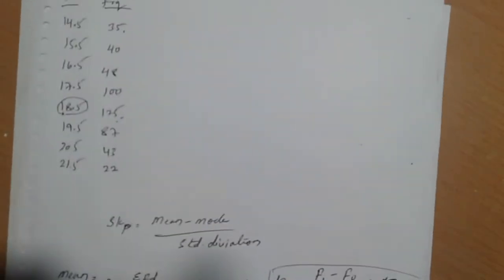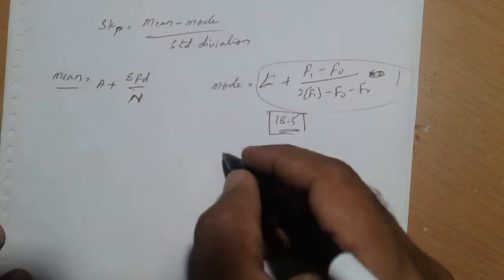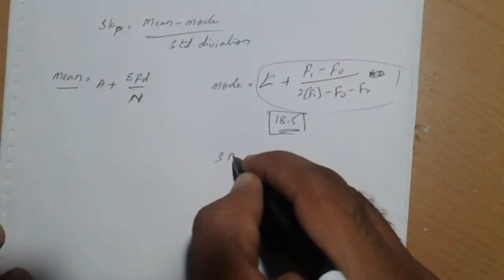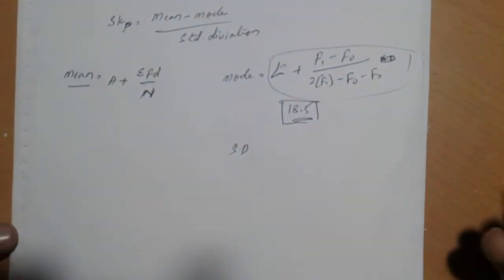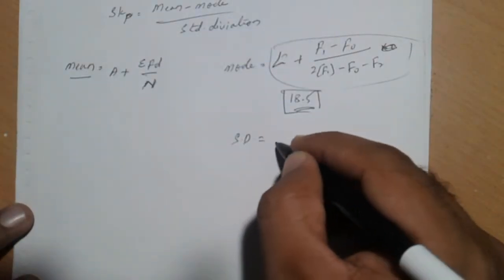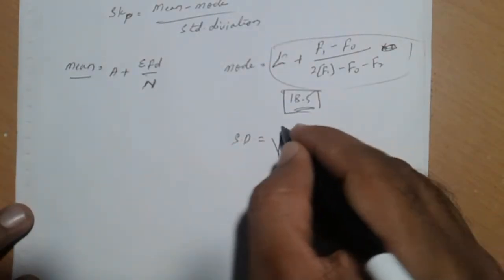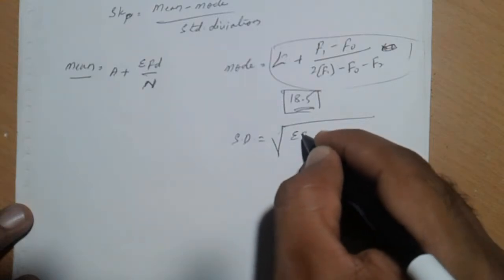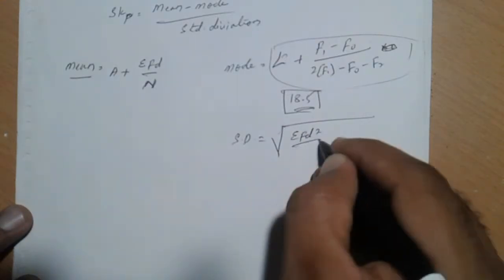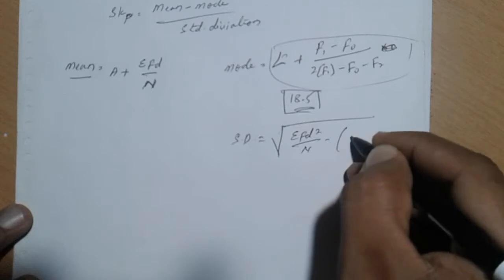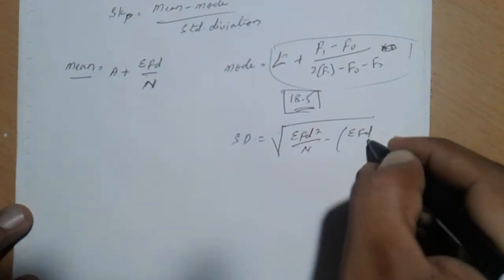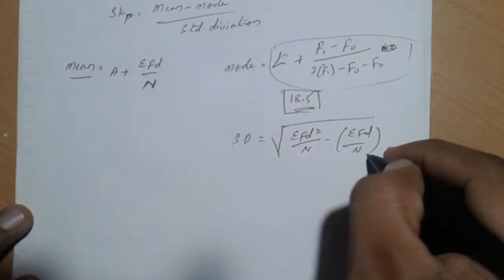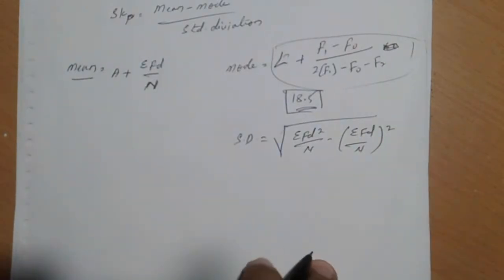For mean and standard deviation we have to calculate. What is the formula for standard deviation? The standard deviation formula is the square root of sigma fd square divided by n minus sigma fd divided by n whole square. Okay, this is the standard deviation formula.